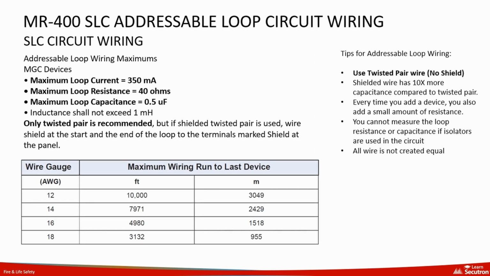The MR-400 signaling line circuit, SLC, has specific limits for loop current, resistance, capacitance, and inductance. Twisted unshielded pair is strongly recommended for optimum performance. Capacitance is generally a limiting factor and should be accounted for in the design and layout stages of a system. Addressable loop wiring emphasizes using unshielded twisted pair wire to minimize capacitance. Take into consideration that adding devices introduces additional resistance, and that loop resistance or capacitance measurements are not possible with isolators installed on the circuit. Also remember, not all wire types offer the same quality or performance.